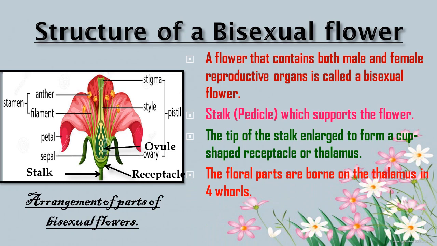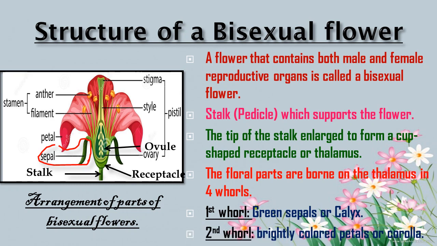Alright. Now the floral parts are borne on the thalamus in four whorls. So after the stalk we have the receptacle or thalamus, and the main floral parts will be borne above the thalamus in four whorls. So let's see the four whorls one by one. The first whorl is the green sepals, collectively called the calyx, and each is known as a sepal, which is present above the cup-shaped receptacle or thalamus. So this is the first whorl of a flower, the green sepals, collectively known as the calyx.